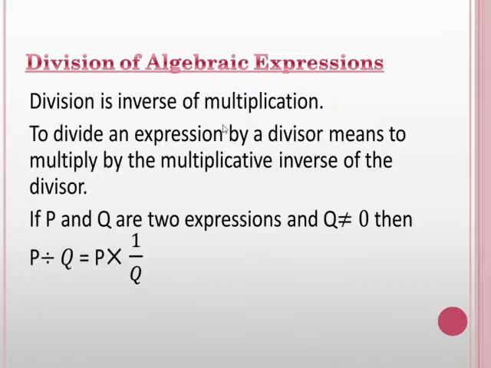Here is the division of algebraic expressions. The division is the inverse of multiplication. To divide an expression by a divisor means to multiply by the multiplicative inverse of the divisor. If p and q are two expressions and q is not equal to 0, then p divided by q is equal to p multiplied by 1 upon q.